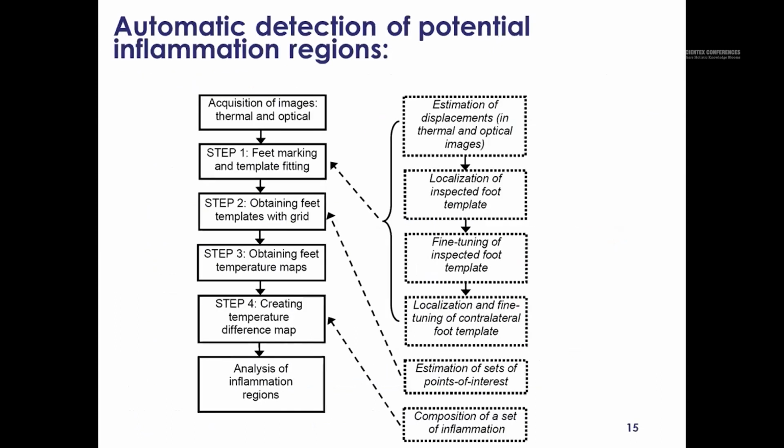Considering this audience consists mainly of endocrinologists, I will try to simplify the methodology of this algorithm. It is schematically presented in this block diagram. After both thermal and optical pictures are taken, image processing consists of four main steps. First, feet marking and template fitting, then obtaining feet templates with grid, following obtaining temperature maps of feet, and finally creating temperature difference maps. After these steps, inflammation region analysis is performed.